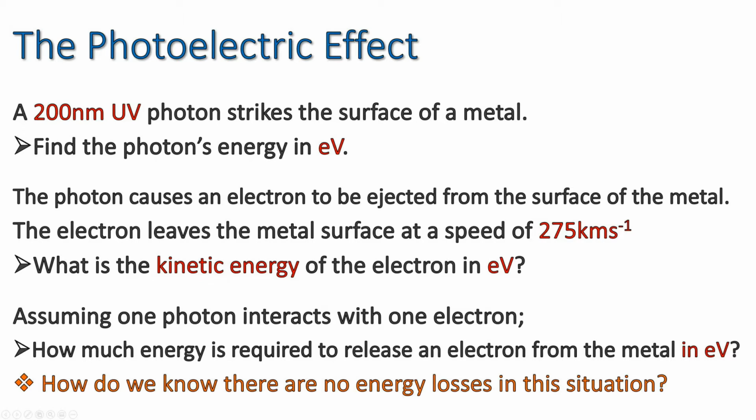The electron leaves the metal surface at a speed of 275 kilometers per second. Don't miss that little K out. So you can work out its kinetic energy in electron volts. And if we assume that one photon interacts with one electron, then we could actually work out how much energy was required to release that electron.